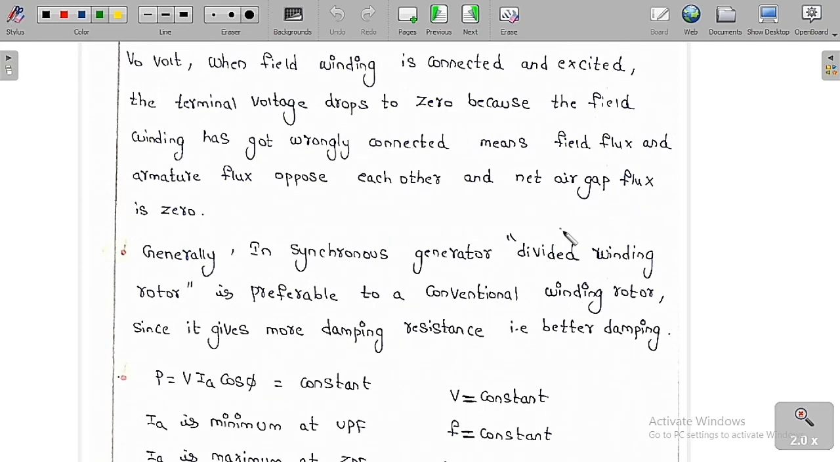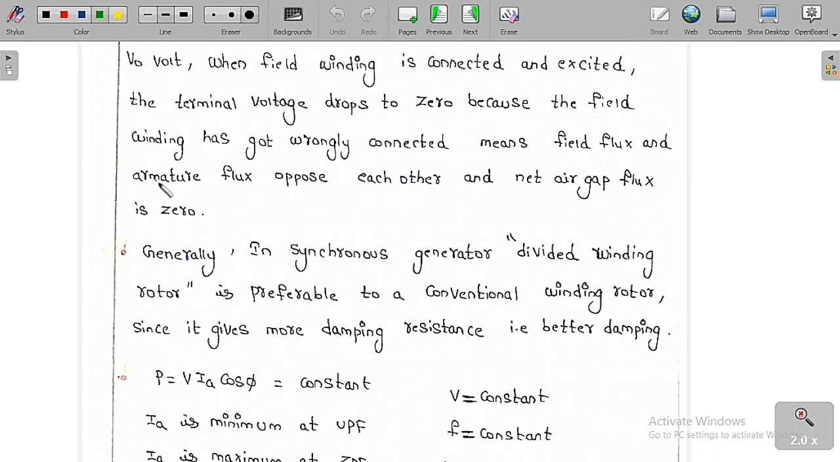The field flux and the residual flux should always be in the same direction. If they are opposite, definitely the net flux will be zero and the net resultant voltage is also equal to zero. So always the field flux and the residual flux should be in the same direction. Basically this is a residual flux, not armature flux. They should be in the same direction, then only EMF will increase. Otherwise, EMF will decrease and it will become zero.